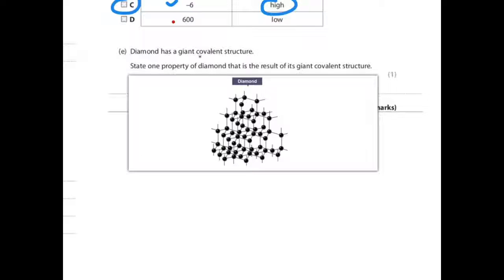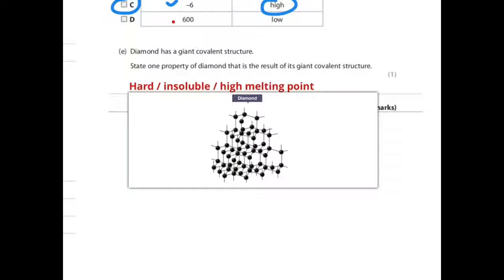Diamond has a giant covalent structure. State one property of diamond that is the result of its giant covalent structure. So it's only for 1 mark. You don't have to explain anything. You just have to state a property, a characteristic. So you can say it's hard because you can see every carbon atom here is sharing its 4 bonds, possible bonds, with other carbon atoms. So it's this really gridlock structure. It's very hard, one of the hardest substances on this planet. So you can say it's hard.